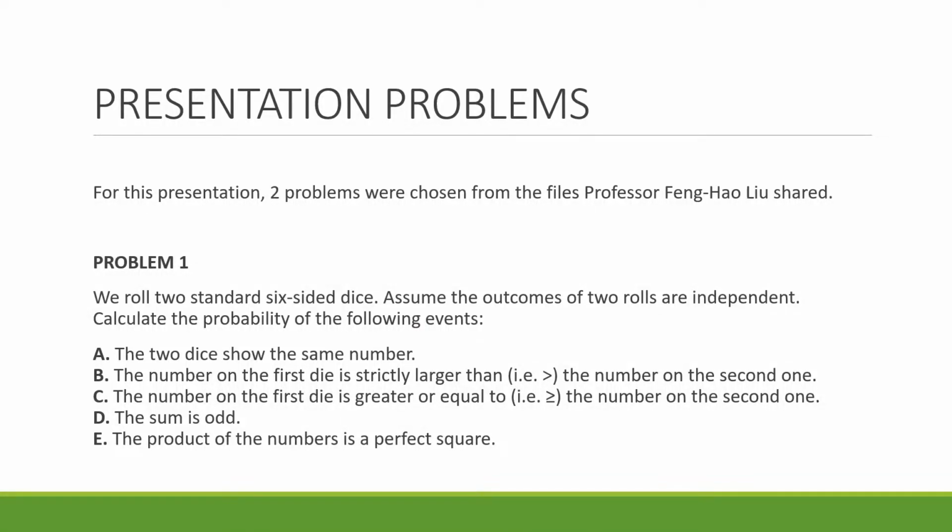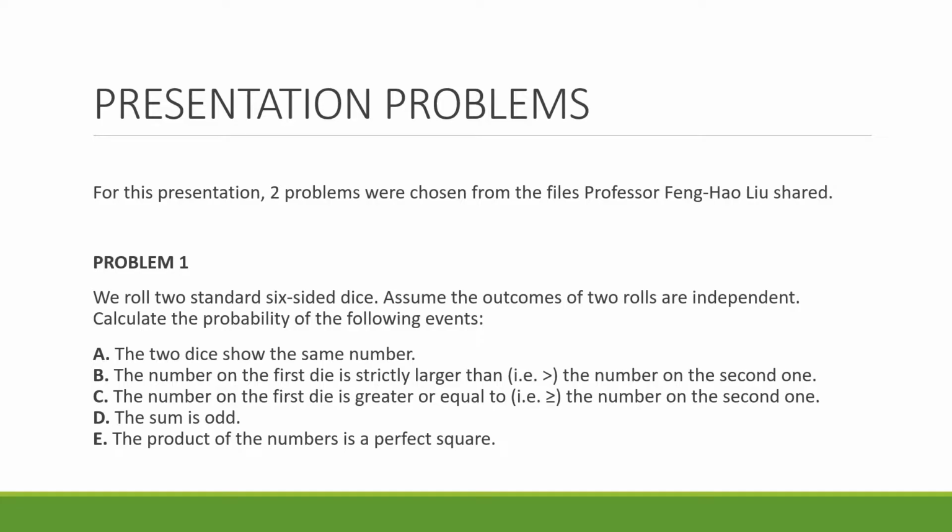For this presentation, the professor has allowed us to choose two problems from the files he has shared, out of which I'm choosing the following. Problem 1 asks, we roll two standard six-sided dice. Assuming that the outcomes of the two rolls are independent, we want to calculate the probability of the following events.